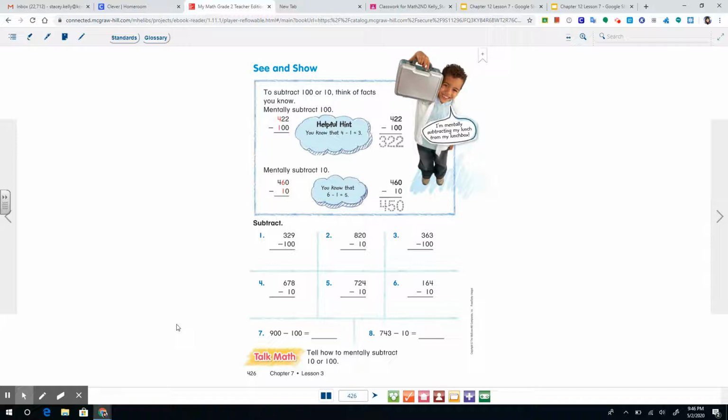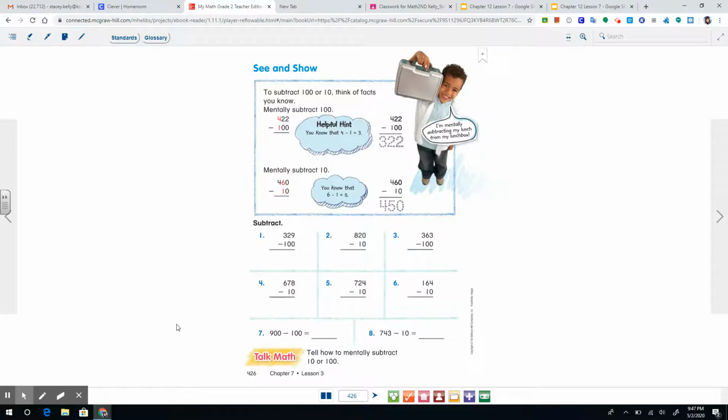Mentally subtract the 10. So 460 minus 10. We're not going to mess with the 4 because that's in the hundreds place. So we're going to have to think about that 6. That's in the tens place. But we're taking away 10. So from 6, I've got to jump back 1 will be 5, which would make it 50, which would make it 450.